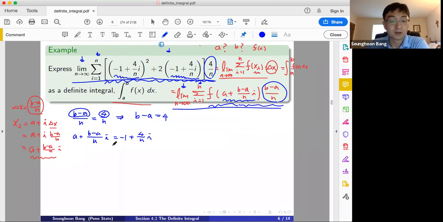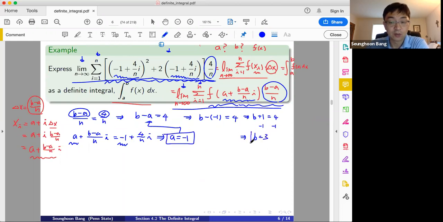For the next, what is a? In the second one, a is this constant, minus 1, right? So a is minus 1. You can plug minus 1 into here. So we have b minus negative 1 equals 4. So b plus 1 equals 4. Subtract 1 from both sides. So b equals 3. We have a equals minus 1 and b equals 3. So we have it.